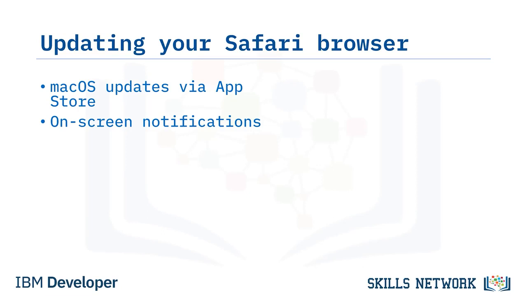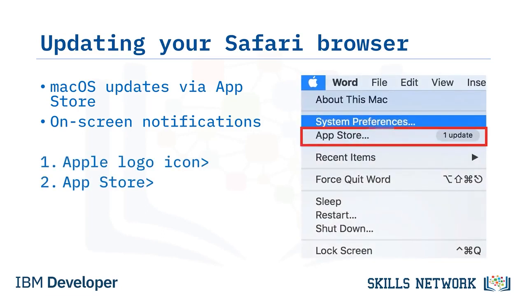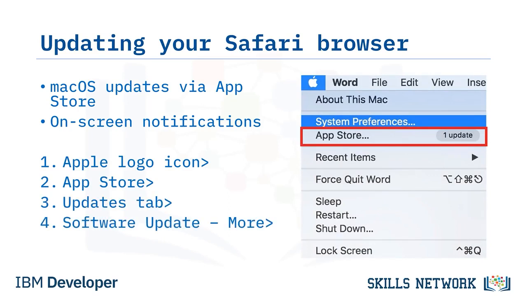If you want to manually check for and install updates to Safari only, select the Apple logo icon in the top left corner of the window, point to App Store, and then select the Updates tab. On the Updates tab, next to Software Update, select the More link. This will expand the System Applications list and enable you to select Safari from the list of applications. Next to the Safari version number, select Update, and the latest available version of Safari will then download and install.